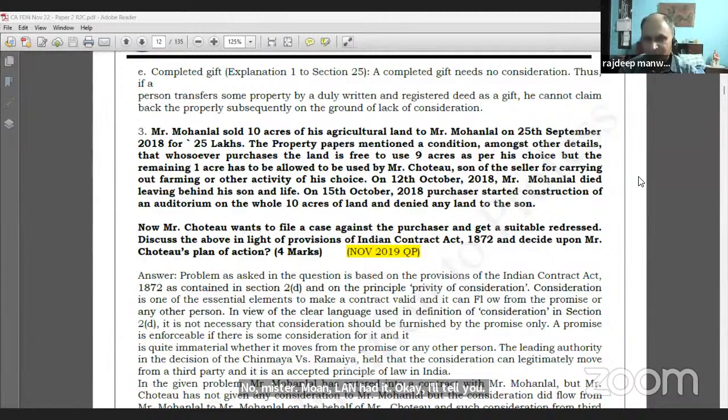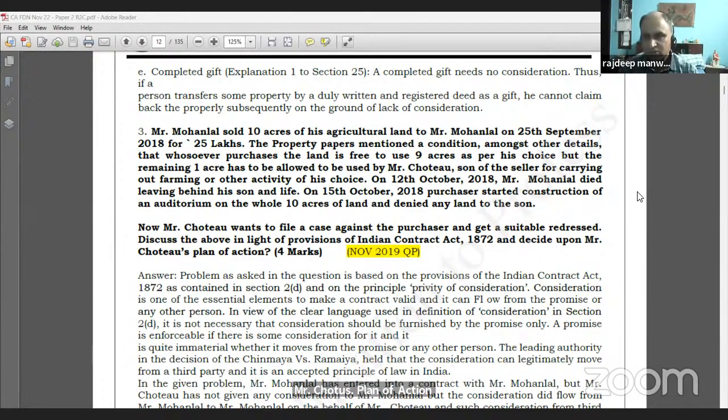On 15th October 2018, purchasers started construction of an auditorium on the whole 10 acres of land and denied any land to the son. Now Mr. Chotu wants to file a case against the purchaser and get a suitable redress. Discuss the above in light of provisions of Indian Contract Act 1872, and decide upon Mr. Chotu's plan of action. I'll tell you one thing.